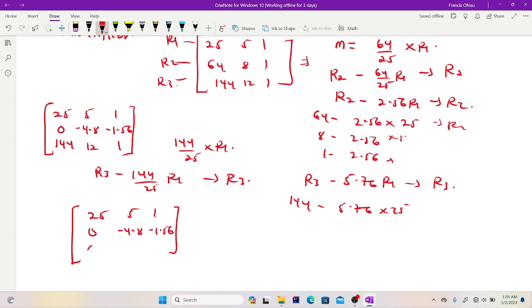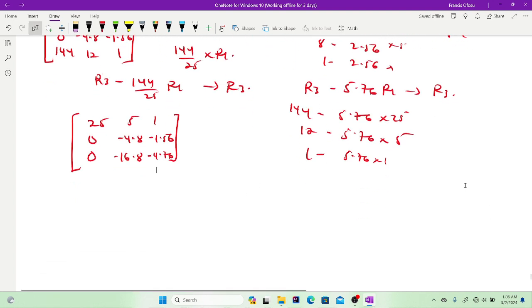That is 0. Okay, so please take your calculator as we walk along so that you get the understanding very well. So I have 12 here. 12 minus 5.76 times what? 5, that's the second entry. So 12 minus 5.76 times 5 is giving me negative 16.8. Then finally 1 minus 5.76 times 1, that is negative 4.76, obviously.